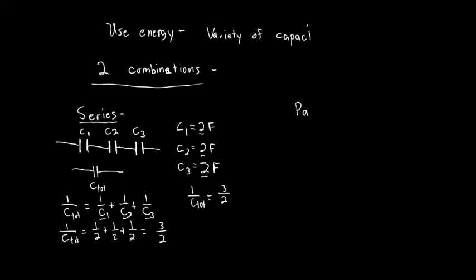Now I need to find what C total is. So I need to do some algebra. I need to solve this for C total. Right now I have C total on the bottom. I want to get it to the top, so I can cross multiply it over. So I multiply both sides of this by C total.